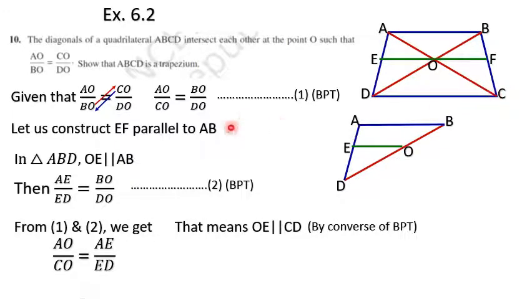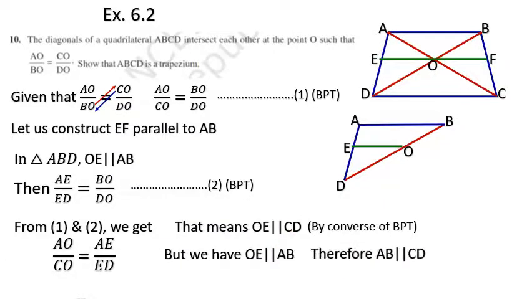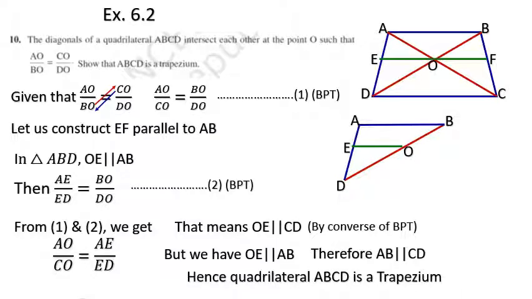But it is given that we constructed OE parallel to AB. That is what we constructed. But now we got this line is parallel to CD also. So OE parallel to CD, OE parallel to AB also. That means AB parallel to CD. So hence the quadrilateral ABCD is a trapezium.